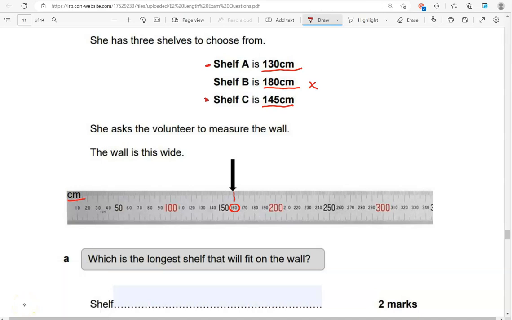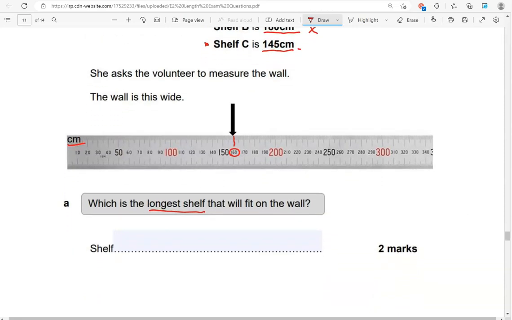We've got to pick one, the longest out of the two. So which one is longer, 130 centimeter shelf or 145 centimeter shelf? 145 is greater than 130, so that's why we need to pick shelf C.